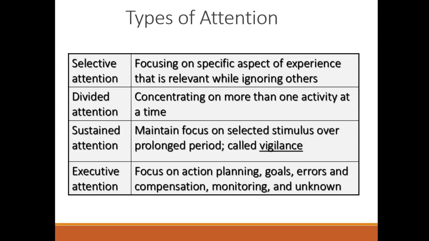Or if some very important information is coming, like if the teacher says, this will be on the test, your brain perks up a little bit. And then executive attention. This is focusing on action planning, goals, error detection and compensation, monitoring, and the unknown. So executive attention is those different things where you're trying to anticipate what might happen, paying attention to potential outcomes, things like that. So it's really higher order attention rather than just paying attention to what's in front of you. It's also paying attention to things that could be.